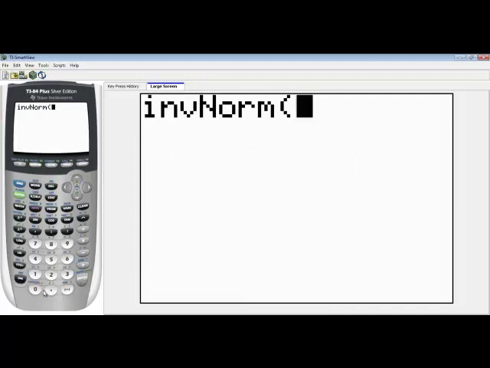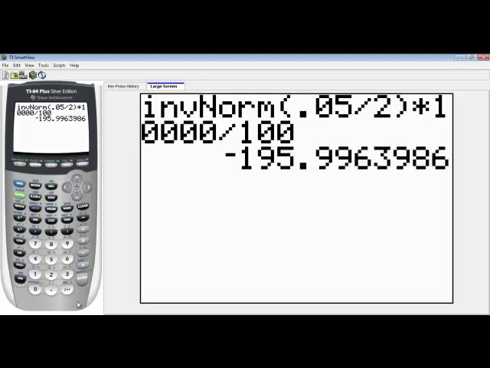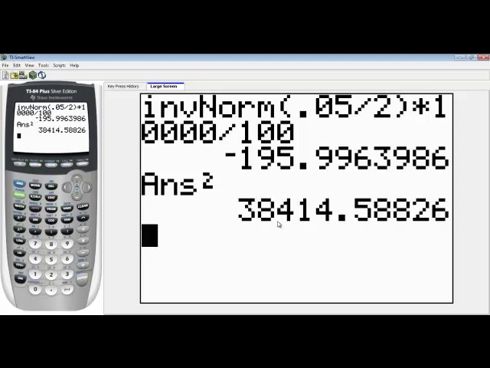We need 0.05 over 2. Notice this time there's no second power there. I need to multiply by 10,000. Again, you can use parentheses for multiplication, but with all the other parentheses, I prefer to just use the times button so I don't get it all mixed up. And then we're going to divide by 100. Okay, that's the inside, that's the fraction, and so I'm going to go ahead and hit enter. And then I need to square that, and I can just hit the x squared button. It will automatically call up the previous answer, and then I'll hit enter, and there you go. And so sample size always gets rounded up, so that'll be 38,415.